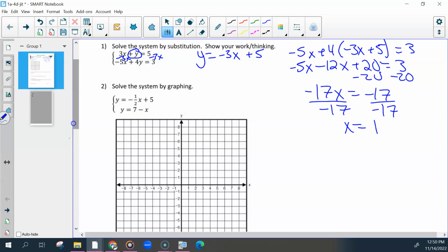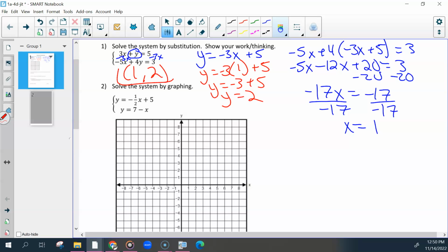After you find what x is, take that, put it back into one of the equations, doesn't matter which one, just find y. So y equals negative 3 plus 5, or y equals 2. So that solution, that ordered pair would be 1, 2. What questions, confusion do we have on that one?